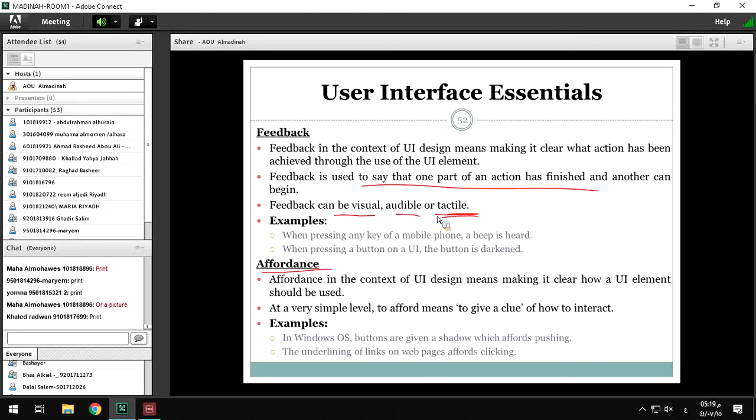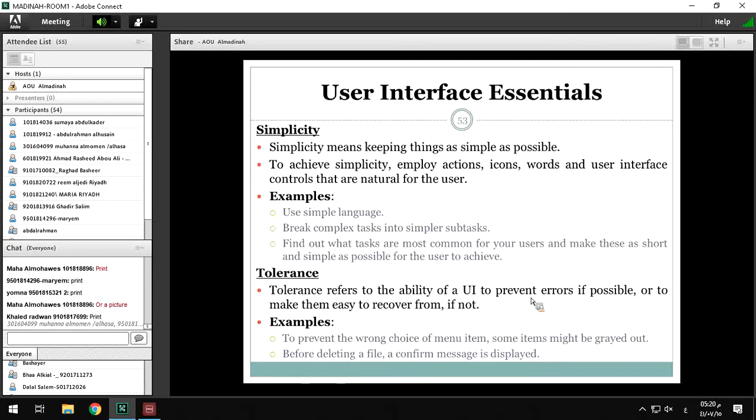The next is affordance. Affordance in the context of UI means making it clear how the UI element should be used. In a simple way, it means giving a clue on how to use this button or image, how to use the element. That's the affordance, giving the clue. So that's visibility, feedback, and affordance. Is it clear, these three things? You may get this question in the exam, because most of the time I see questions being asked about feedback, affordance, and simplicity.